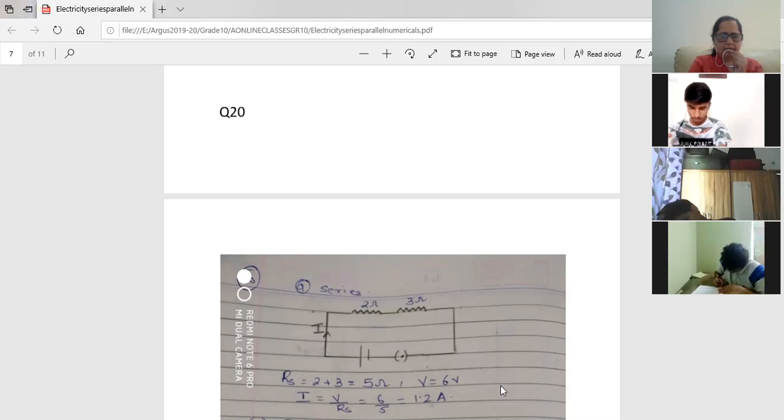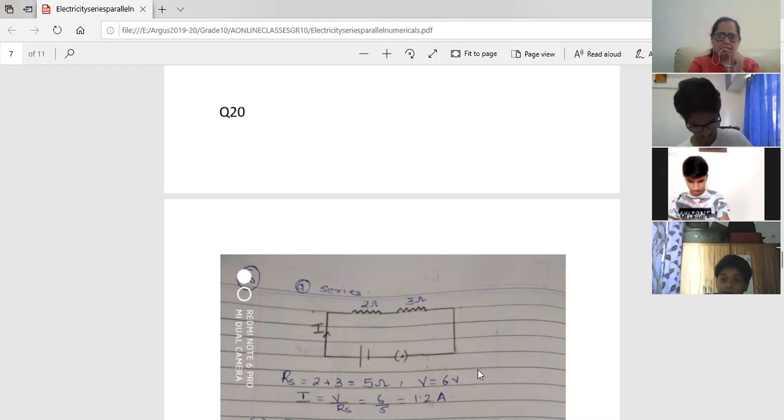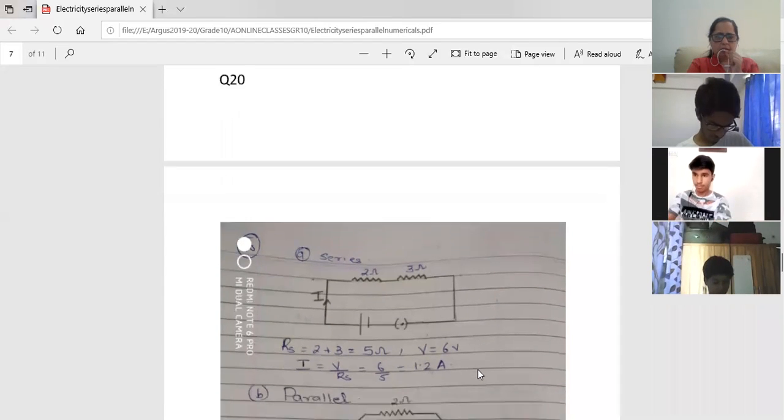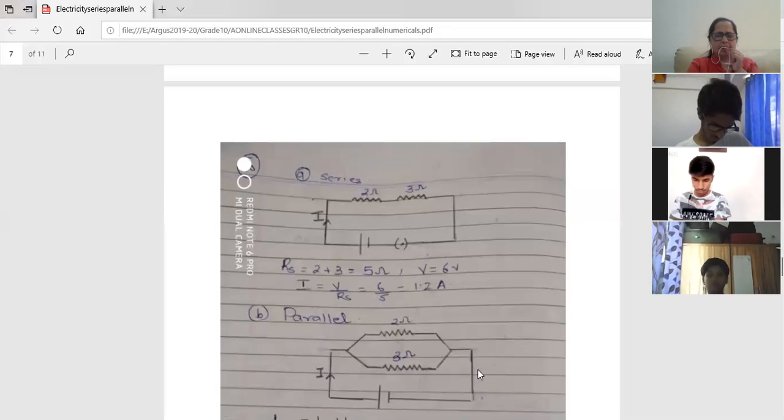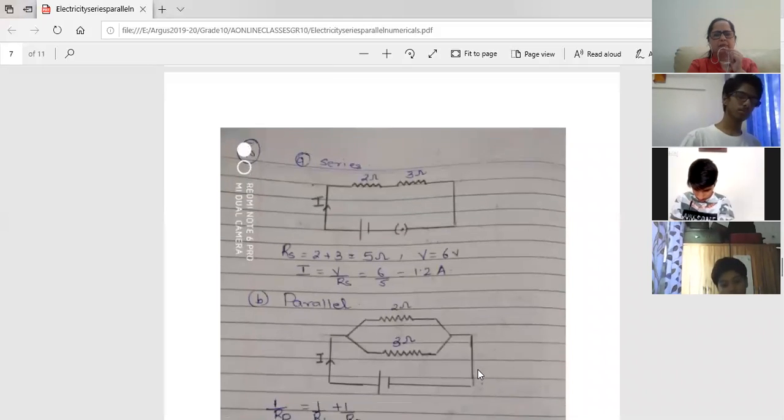Dhruv, net resistance, give me in fraction. You can give it to me in fraction because they have not asked me the value of resistance. 5 upon 6. Yes, ma'am. 6 upon 5. So parallel combination. Let me see here. Look at the diagram of the circuit. Can you see the diagram of the circuit?